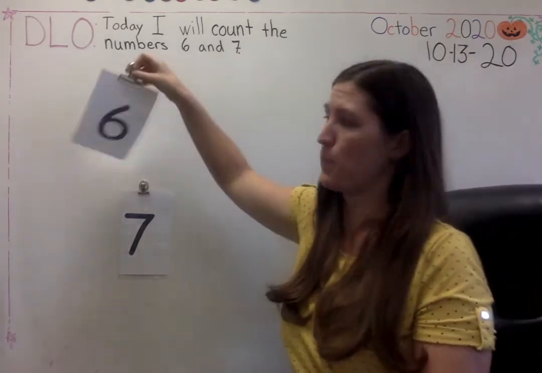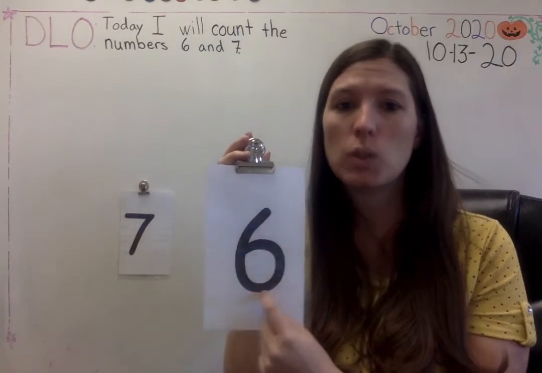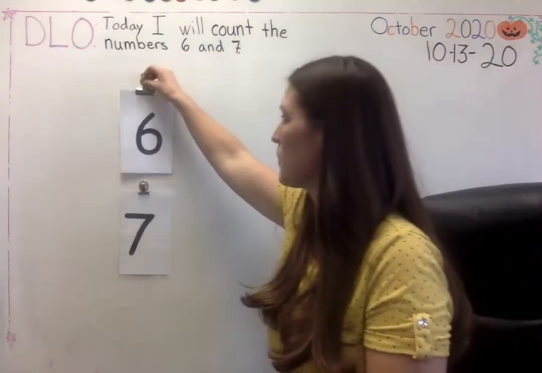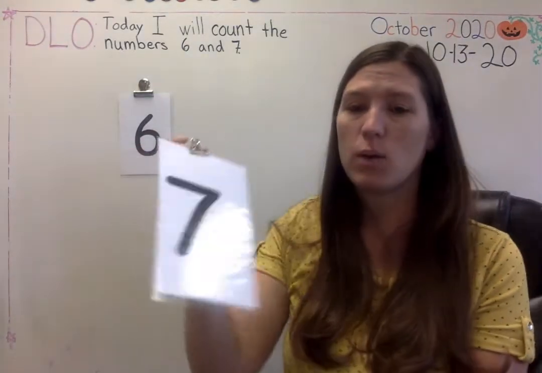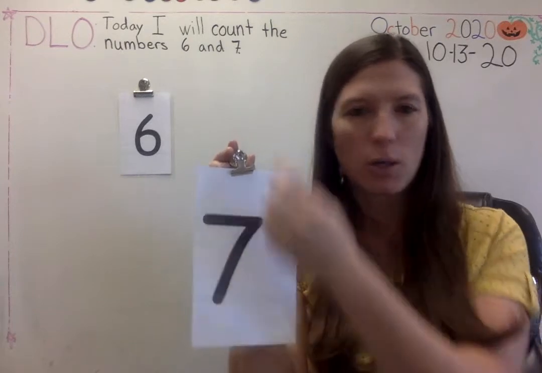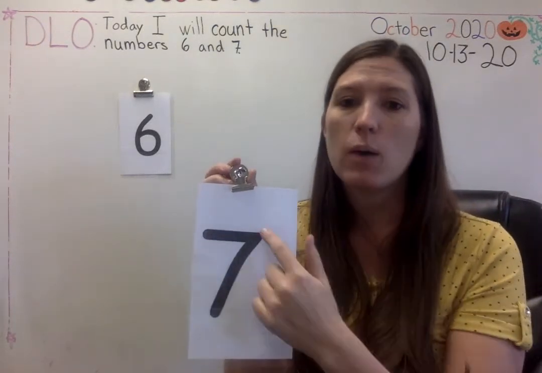So let's look at these numbers. The number 6 is a smooth, continual line in a loop. There are no straight lines in the number 6. In the number 7, we have a straight line and another straight line. It looks a little curved on here because it's just the way that the font printed it. But when we write it, we can do a straight line.